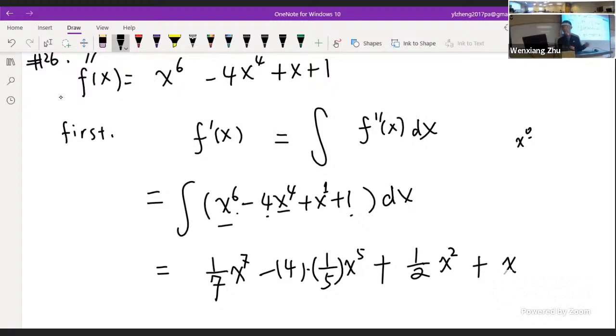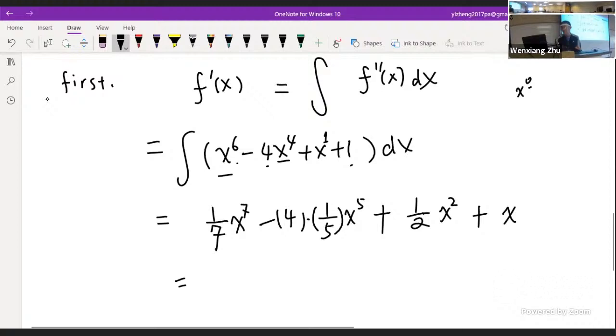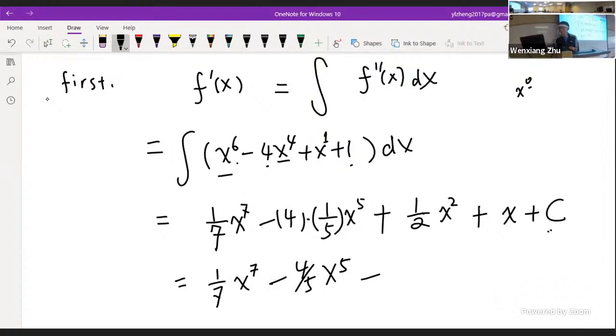At this moment, you don't have to add a constant c yet. So you just want to write down this function. Maybe you need to add a constant c, okay? Sorry, I take back what I said. You do need to add a constant c. So this is 1/7 x to the seventh power, let me finish this real quick, minus 4/5 x to the fifth plus a half x squared plus x plus c.